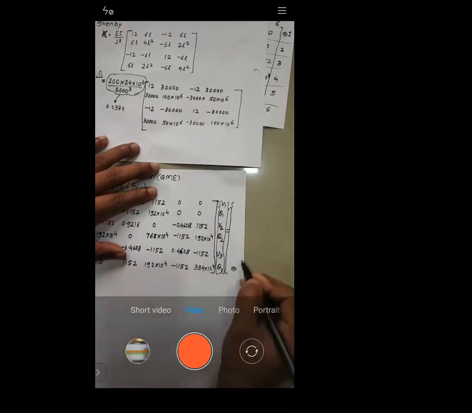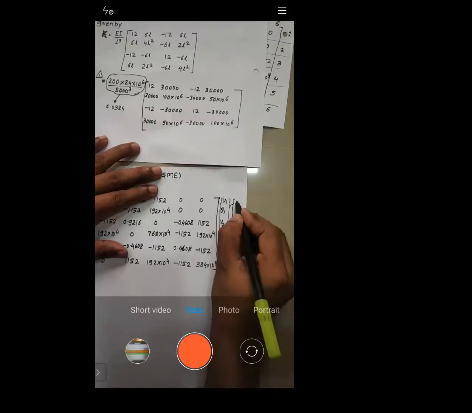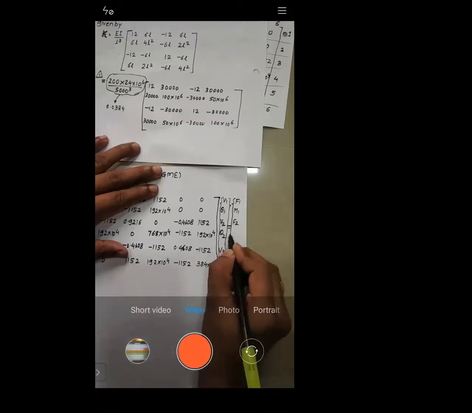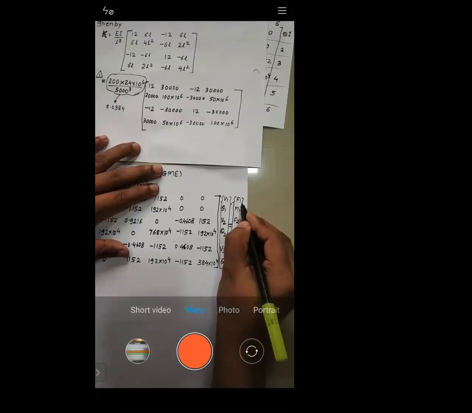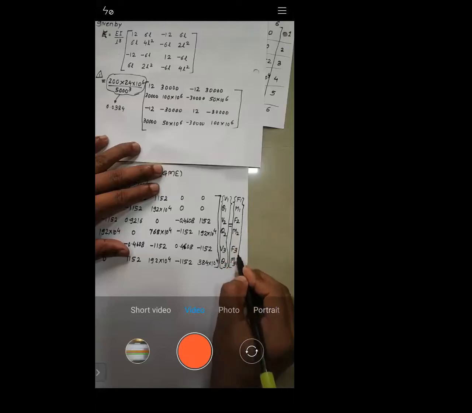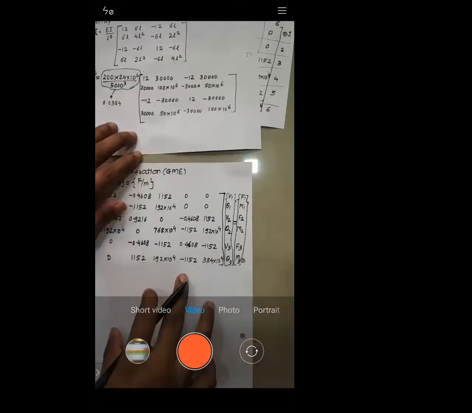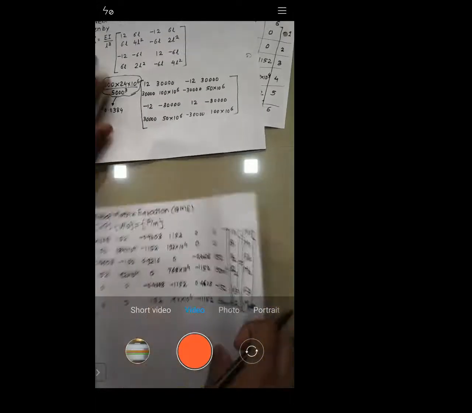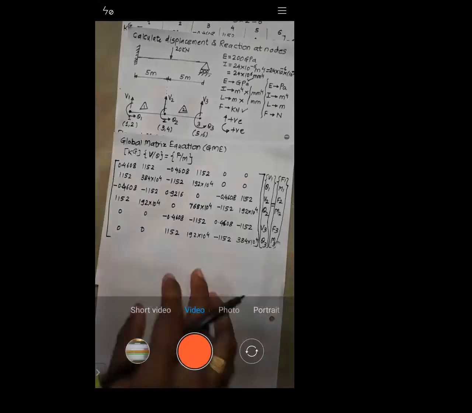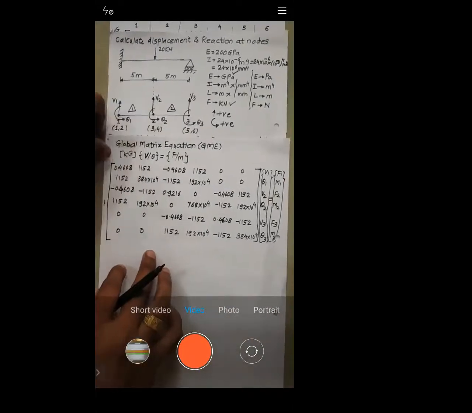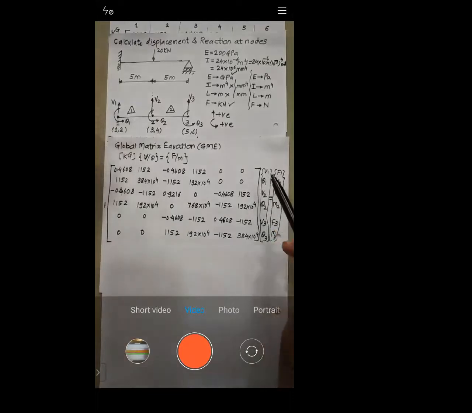okay, we need to write down what? We need to write down forces, right? So F1, M1, F2, M2, F3 and M3. Is it okay? Yes or no? See, V1, theta 1, V2, theta 2, V3, theta 3.